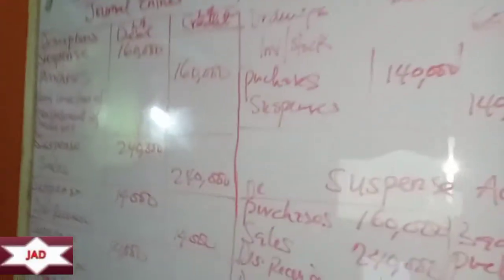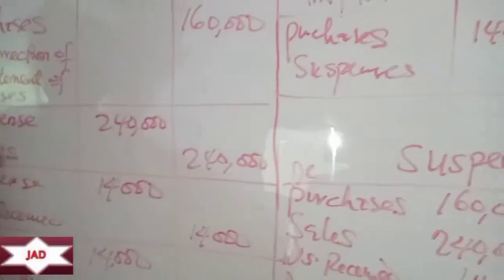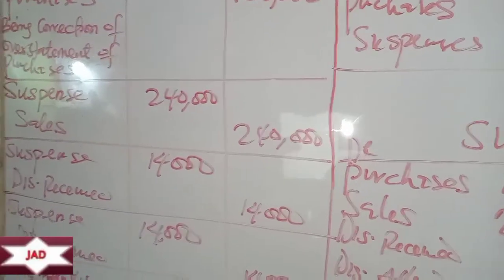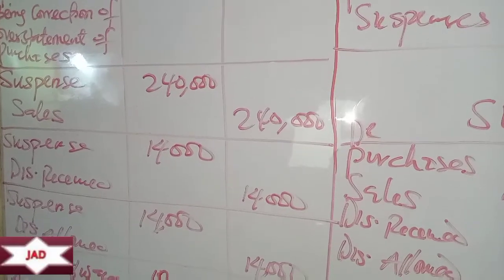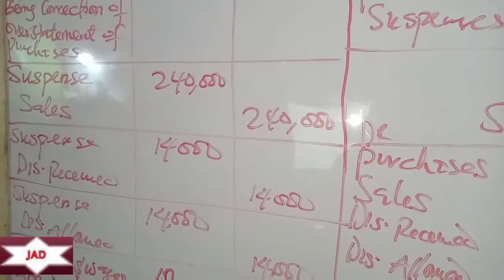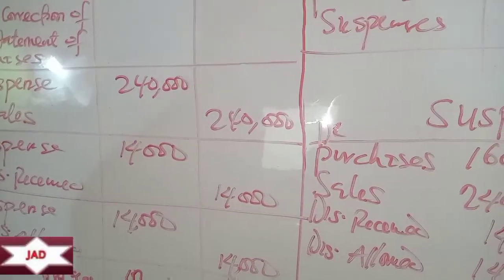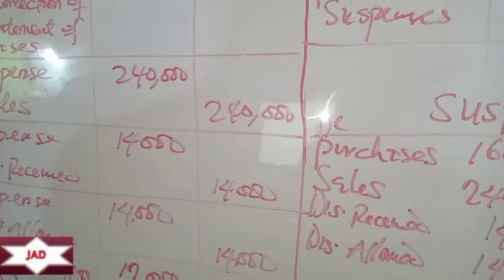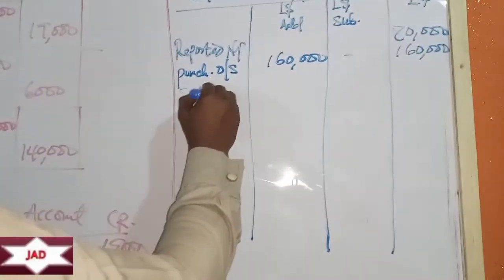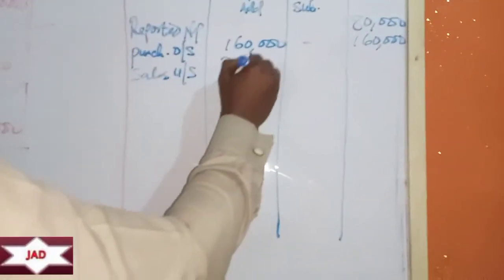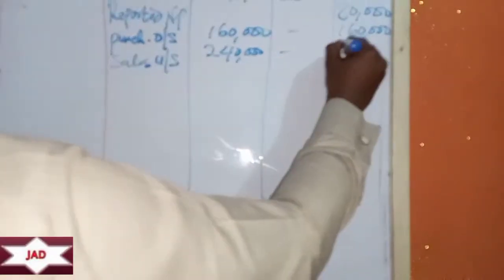So what's the next one? We have suspense. We have sales. Sales will affect profit. So what is the error? The sales account was understated by 240,000. So if you understate sales, that means you understate income. If you understate income, it means you understate what? Profit. So that means we need to add. So we say sales understated. How much is that? 240,000. So we are adding.